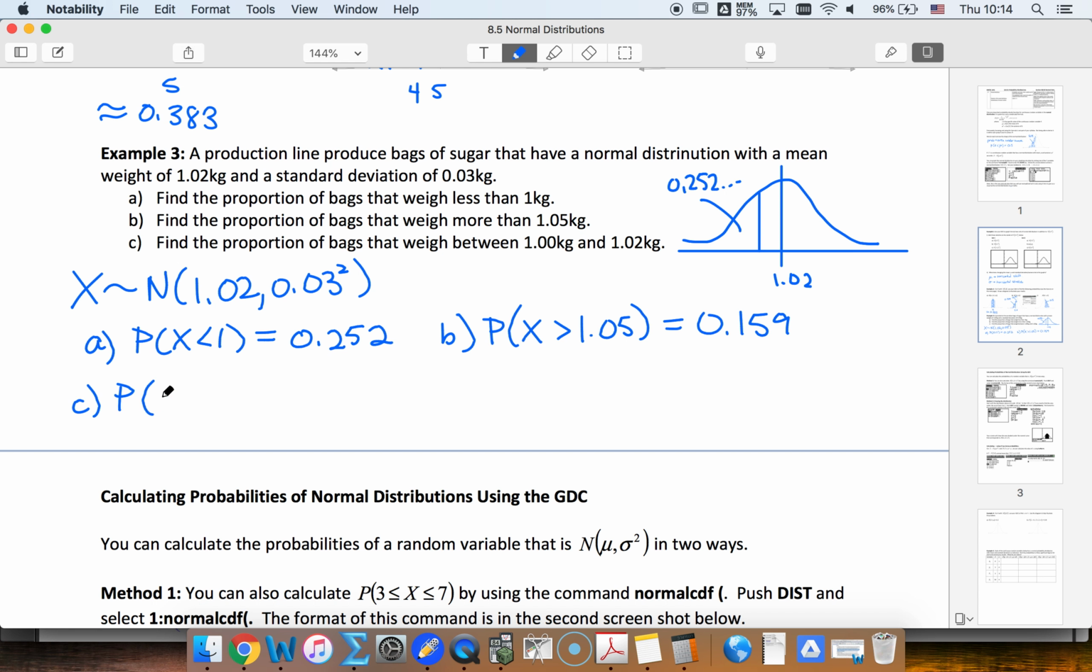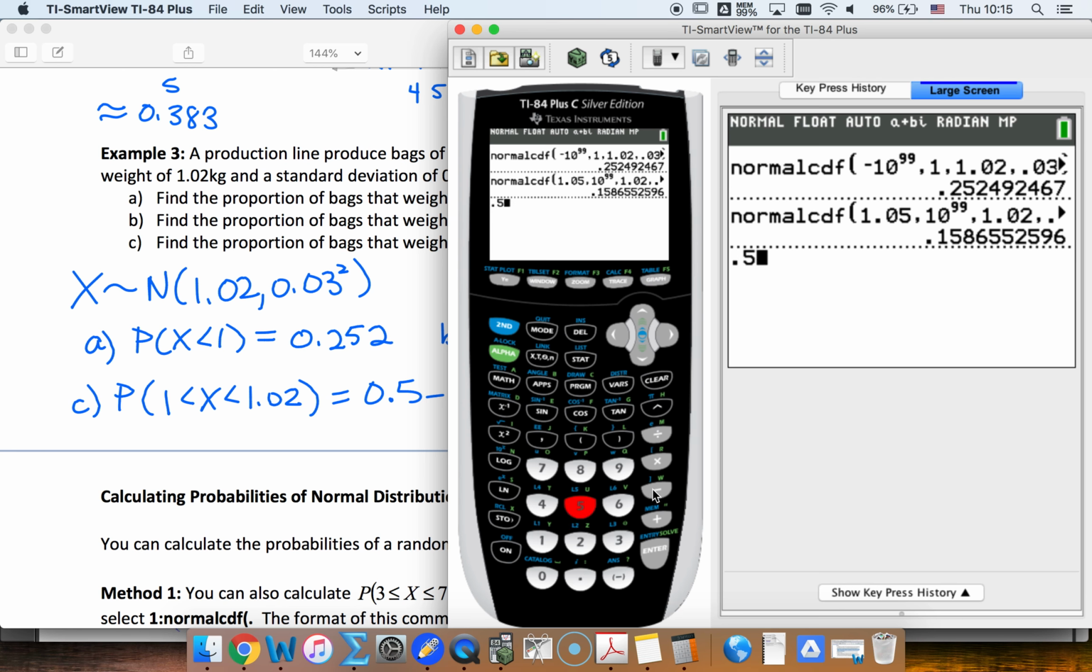So my probability that X is between 1 and 1.02 will be a half minus the probability that X is less than 1. So that's going to be this calculation, and we get about 0.248.